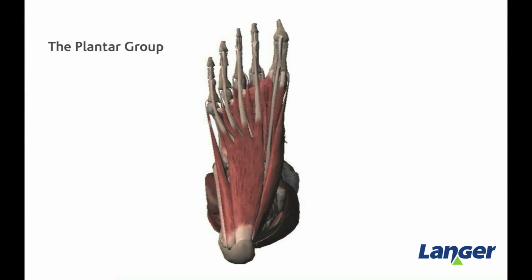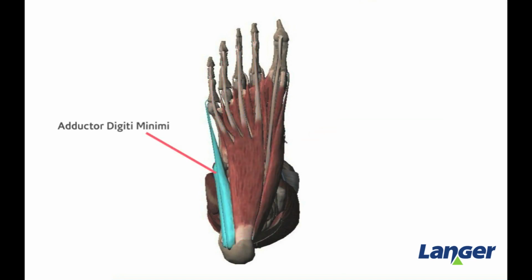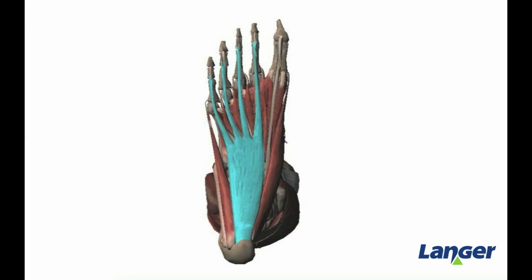The first layer is made up of three muscles, the flexor digitorum brevis, the abductor hallucis, and the abductor digiti minimi. The flexor digitorum brevis originates on the medial process of the calcaneus. Each of its four strands split and insert onto the medial and lateral side of the four phalanges.